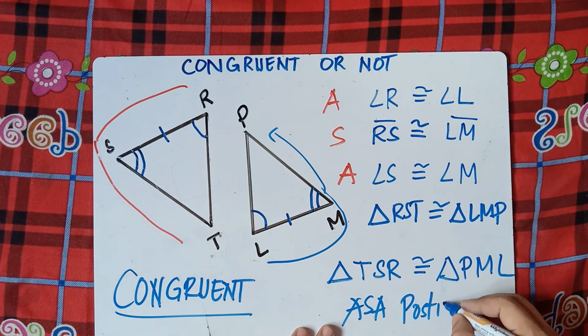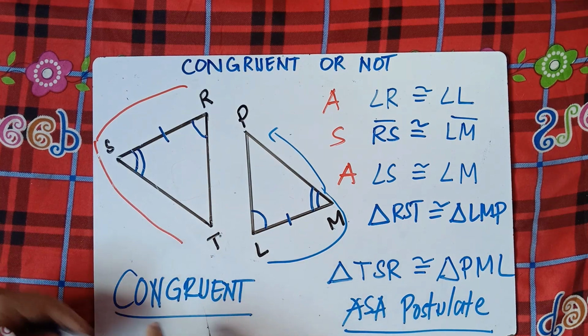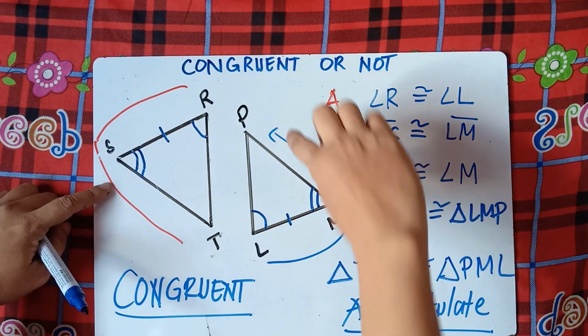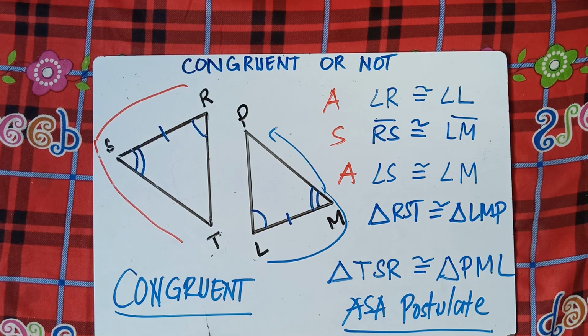So therefore, any parts of these triangles are congruent. So this side is congruent to this side, and this side is congruent to this side. Any parts of the triangles, class, are congruent once we prove that it is an ASA postulate.